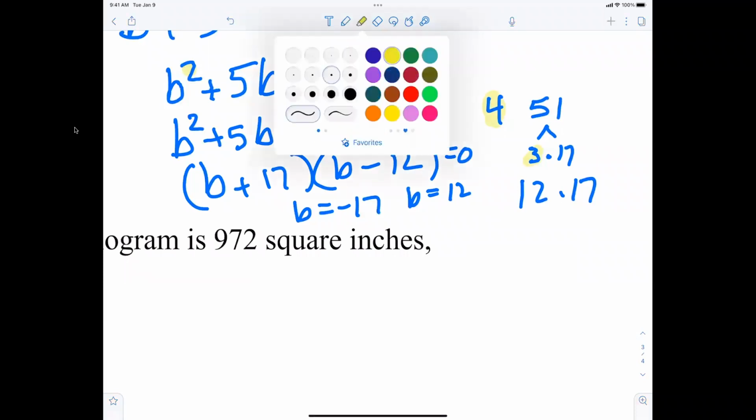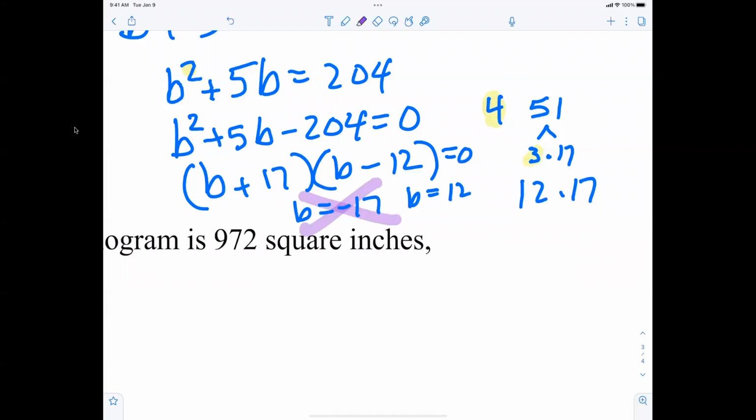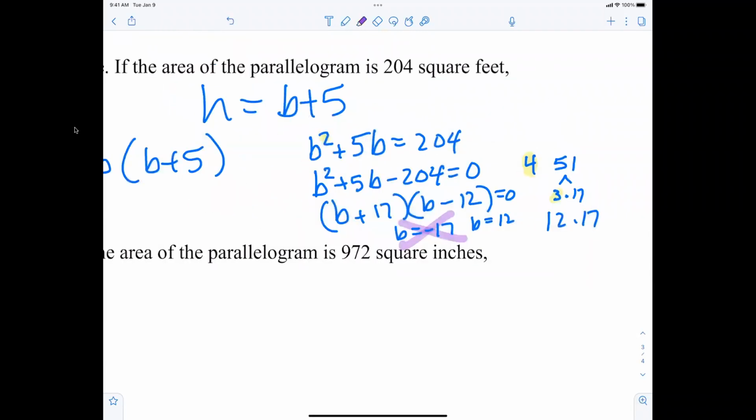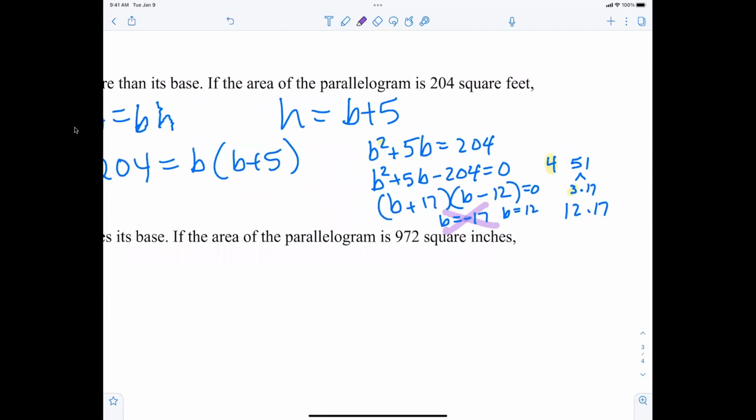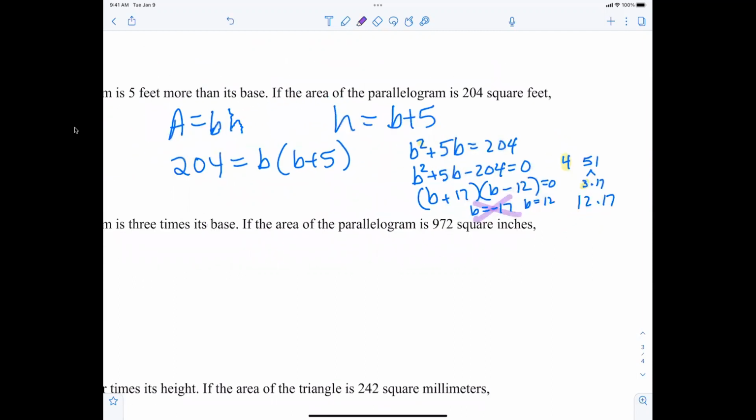Now, can your base be negative? No, so that's called your extraneous solution. So if your base is 12, that means your height had to be what? Yes. So your base is equal to 12 feet and your height was equal to what? 17 feet. Now, come on, that is a really important review. That's a really important problem there, guys. Anybody have any issues with that?